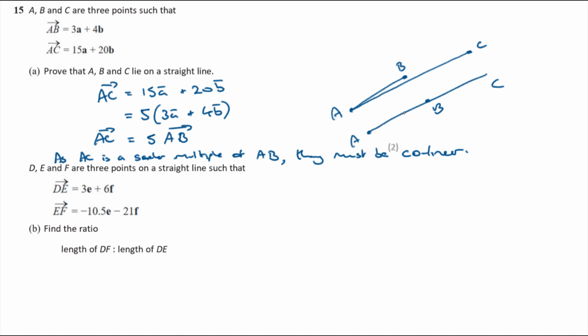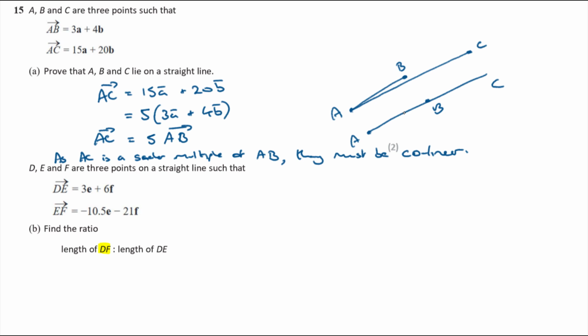and E to F is the vector minus 10.5E minus 21F. Find the ratio of the length of DF to the length of DE. Now, first up, just notice that we've got a different vector here than the two that have been given us. It's actually asking me for DF here, and I don't have DF at the moment. I've got D to E, and I've got E to F. So the first thing we're going to need to do is to find out what DF is to start with.